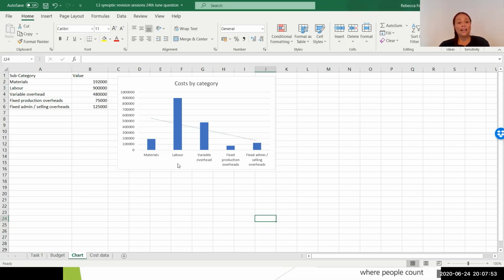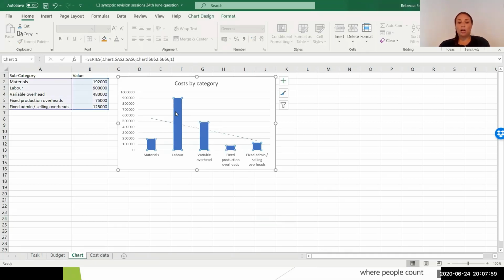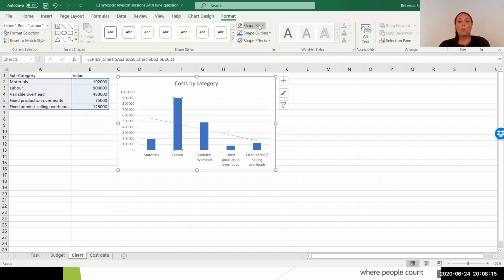Now, the way to do that, we can clearly see labour's the highest cost, is if I select the labour column, you'll see all of the columns are highlighted. If I click it again, you'll see that all of the others are now not highlighted. It's just the labour column that is highlighted. And all you've got to do is just go to the format and on shape fill, just change it to red. It's a really, really common thing that AAT asks you to do. And everyone thinks there must be a complicated way of doing it. There isn't. The only way of doing it is to actually do it manually.